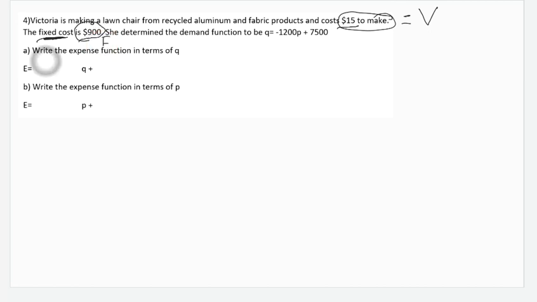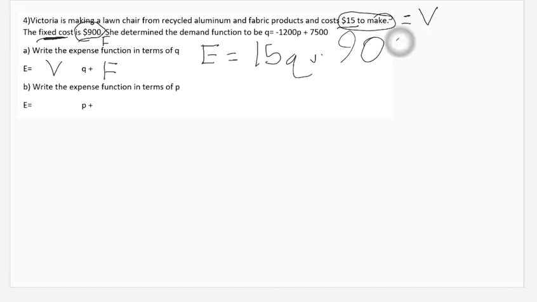So remember, it's V, variable cost, times the quantity that you're making, plus the fixed cost. So I'm going to substitute that in. So the expense function is E equals 15Q plus 900. And that is our expense function in terms of Q. To write it in terms of P, we're going to have to substitute this in for Q.